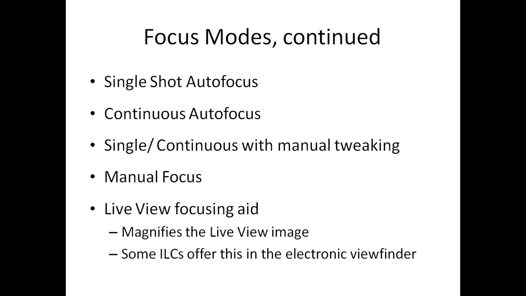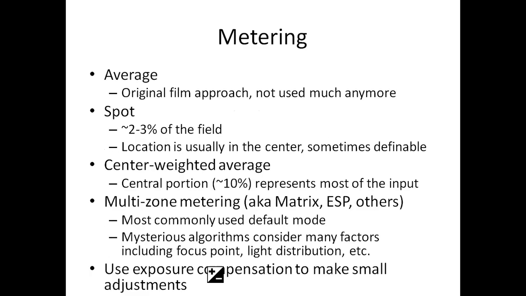Focus modes continued. We have single shot autofocus and continuous autofocus, single or continuous with manual tweaking, manual focus, and live view focusing aid, which magnifies the live view image. Some ILCs offer this in the electronic viewfinder. For metering, we have average, spot, center weighted average, and multi-zone metering, and we use exposure compensation to make small adjustments. Average is the original film approach, not used much anymore. Spot covers 2 to 3% of the field. Center weighted average has a central portion that represents most of the input. Multi-zone metering is the most commonly used default mode, and you use exposure compensation with it.